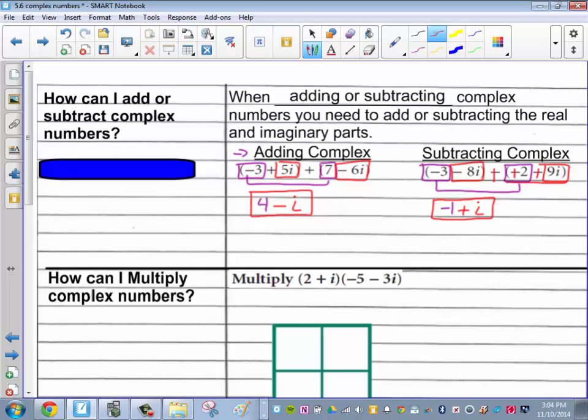So how can you add or subtract complex numbers? The key thing is to add and subtract the imaginary parts and the real parts separately.